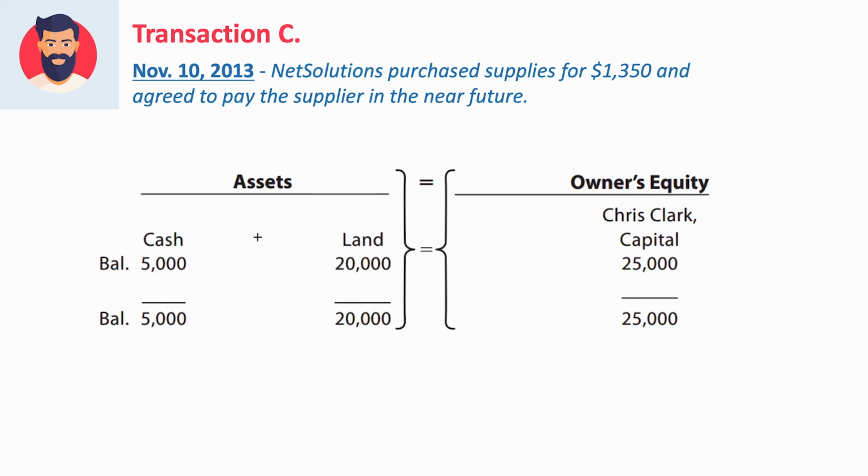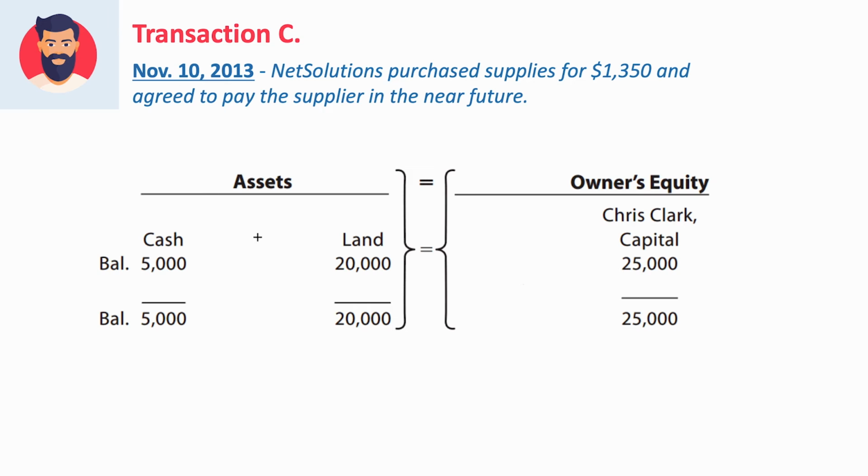Transaction C. November 10. Company purchased supplies for $1,350 and agreed to pay the supplier in the near future. You have probably used a credit card to buy clothing or other merchandise. In this type of transaction, you received clothing for a promise to pay your credit card bill in the future. That is, you received an asset and incurred the liability to pay a future bill.